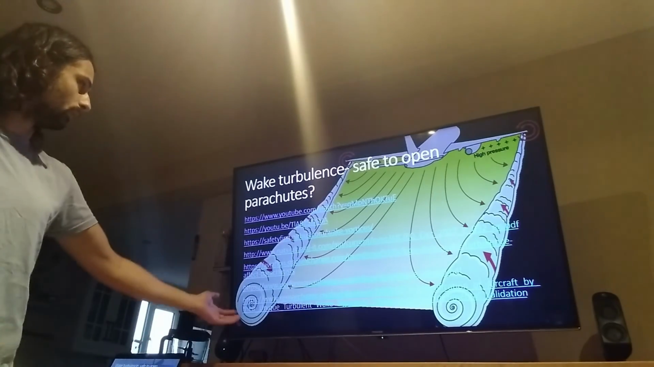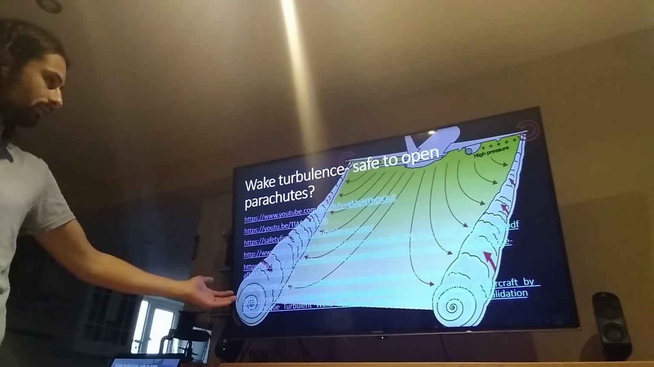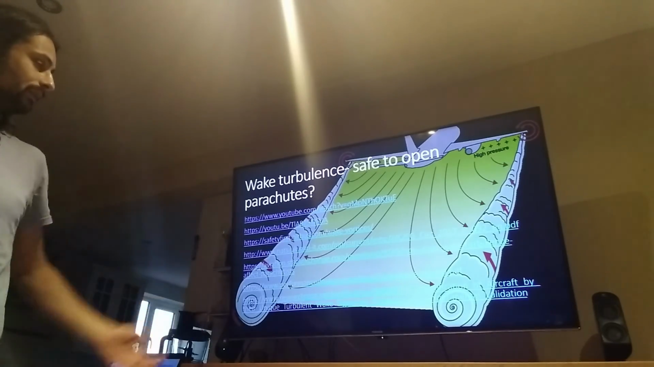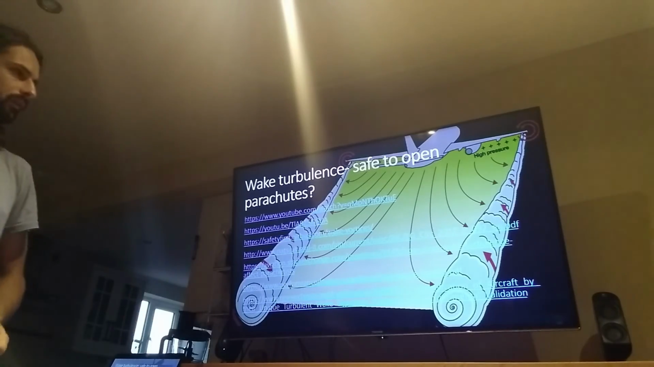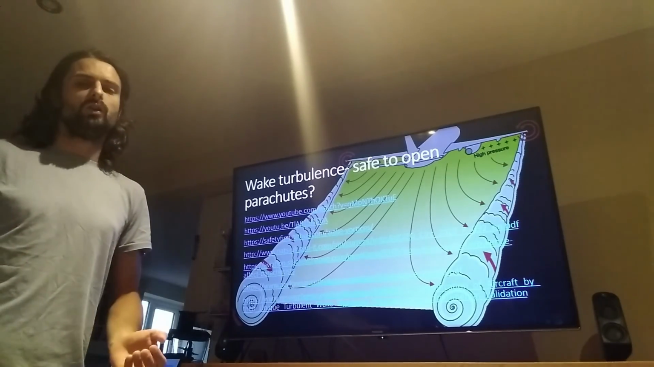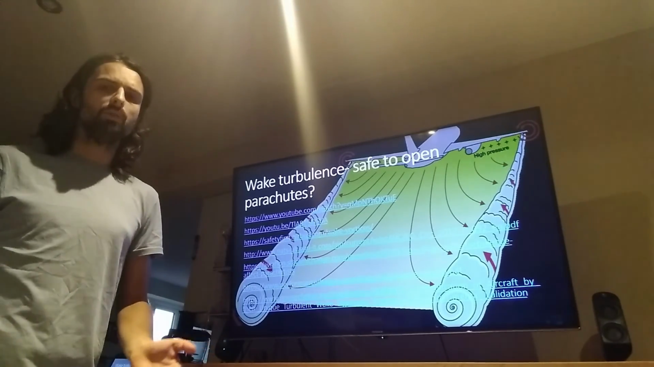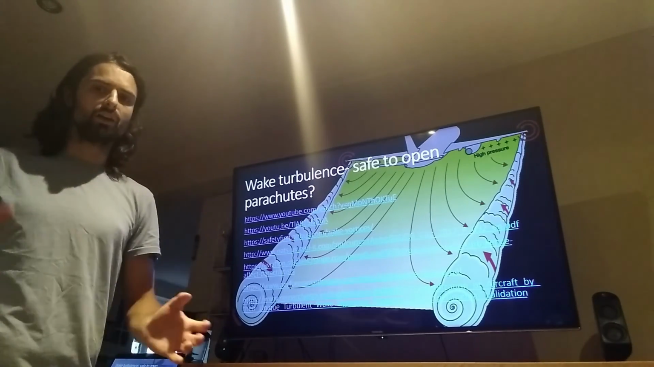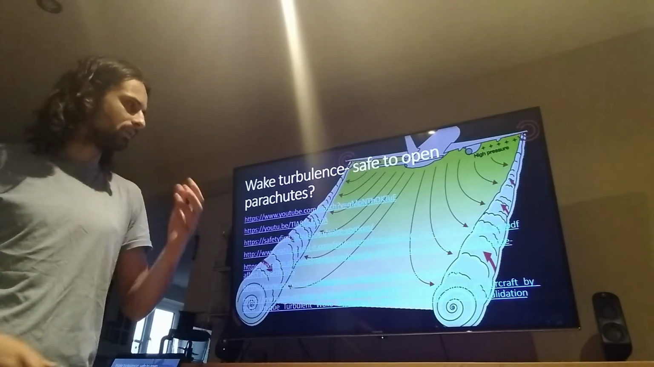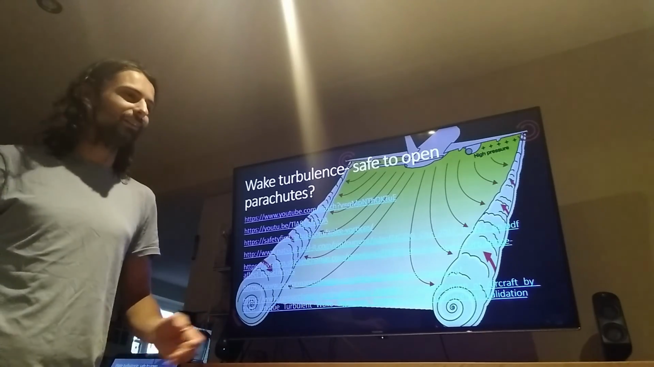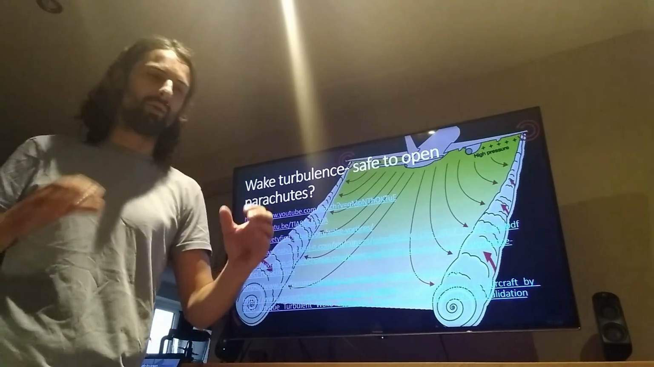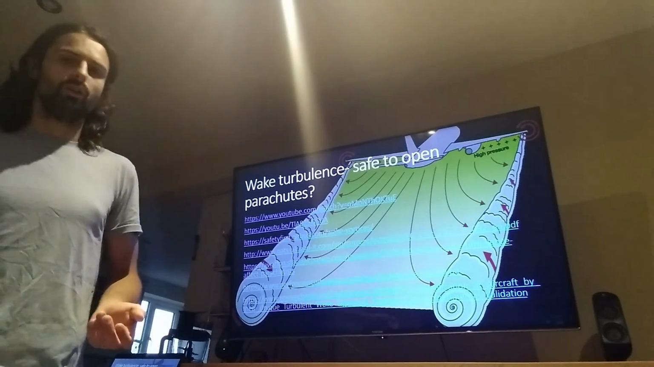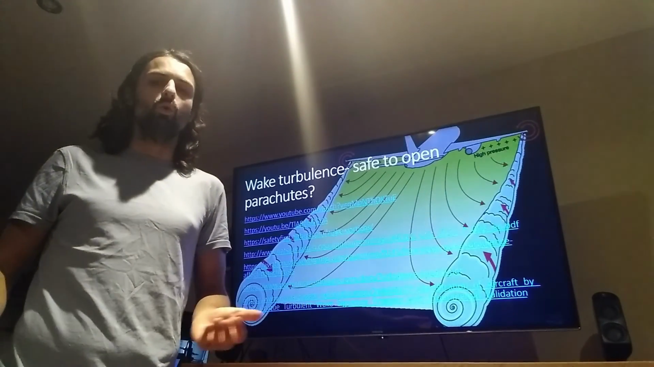You can find out more about wake turbulence in some of these links. This link here gives some examples of time that is needed between different aircraft because of their turbulence. However, I don't think it's really an example of the amount of time that we needed between an F-15 and a parachute, so there's no hard and fast rule for that one.